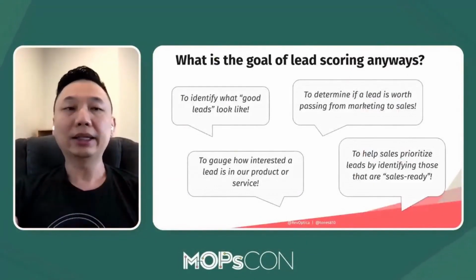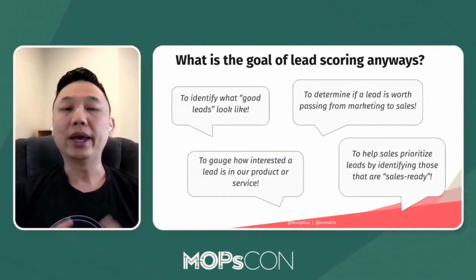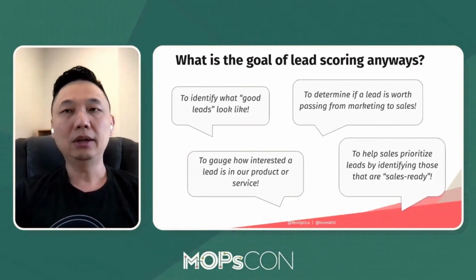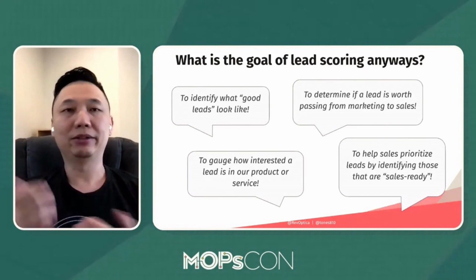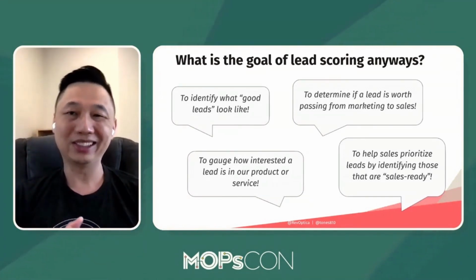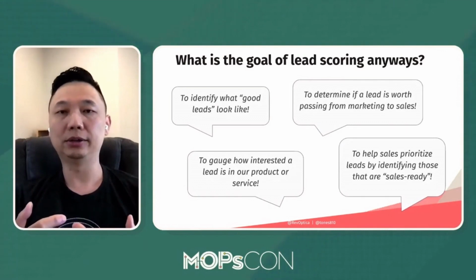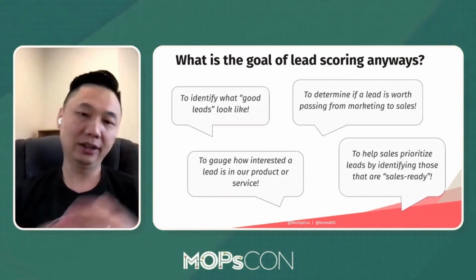So what exactly is the goal for lead scoring anyways? And you can see some of the definitions here on the screen. But from my perspective, if I were to summarize or paraphrase, lead scoring is essentially a way or a mechanism for us to identify good leads from bad, right?